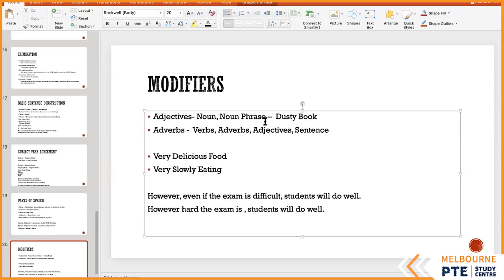Noun phrases are phrases that contain a noun, okay? So if I look at dusty book, it's two or more words, isn't it? Yep, it's a phrase. So does it have a noun? Yep. This is called a noun phrase, all right? An adjective can also modify a noun phrase. How? Old dusty book. Got it? So dusty book was my noun phrase. Old is the other adjective that's modifying the noun phrase.